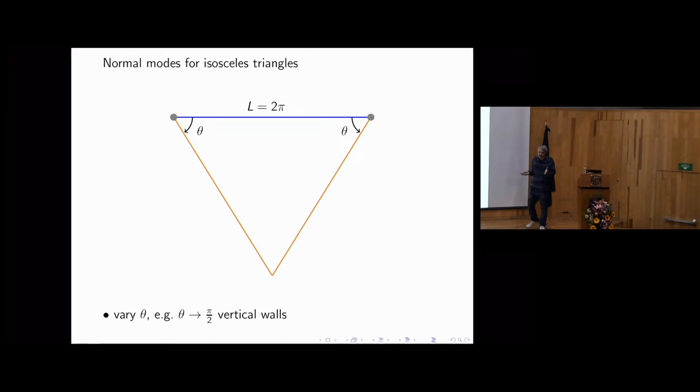And as I said, the linear modes are an important part of our theory. For computing things, we have to have them, and we use them. So we want to fix the side, what we call the free surface, and vary this angle from 45 degrees to pi over 2, to a vertical wall.